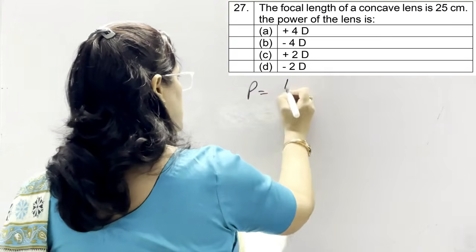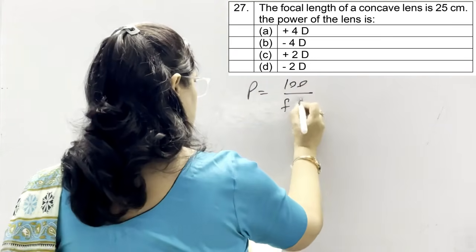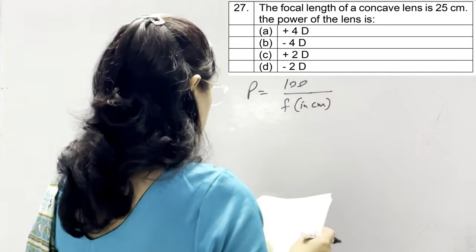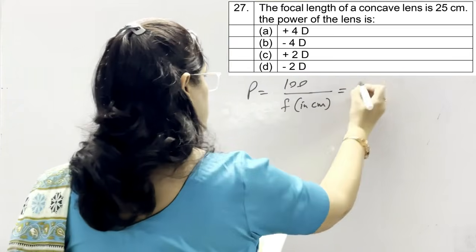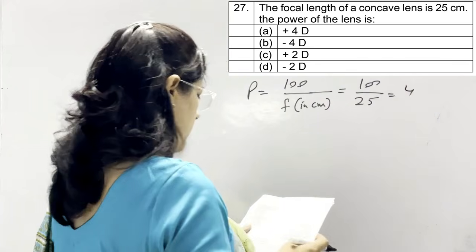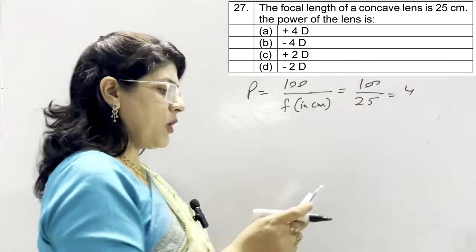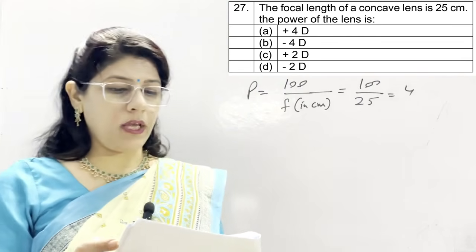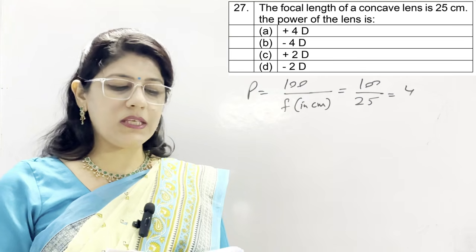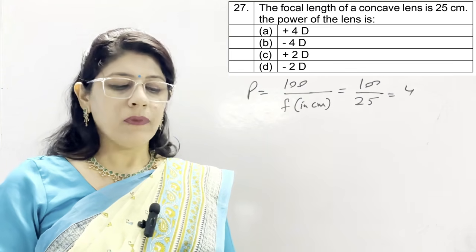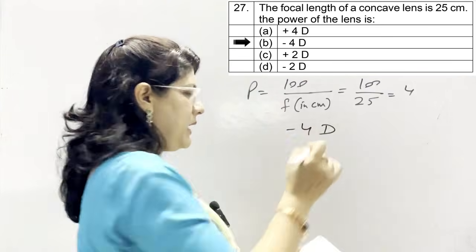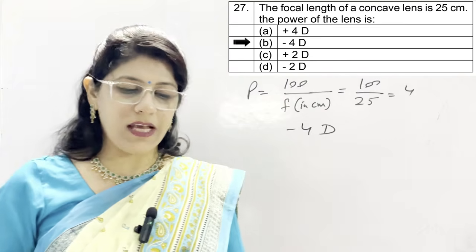In question number 27, the focal length of a concave lens is 25 centimeter. So again centimeter, so 100 upon focal length in centimeter. And the power of the lens we need to calculate. So 100 upon focal length directly given is 25. So the power is 4. And it is plus for convex and minus for concave lens. So here options given: A is plus 4D, B is minus 4D, C is plus 2D and D is minus 2D. And the correct option is minus 4 diopter, because we know the focal length is negative for concave lens.